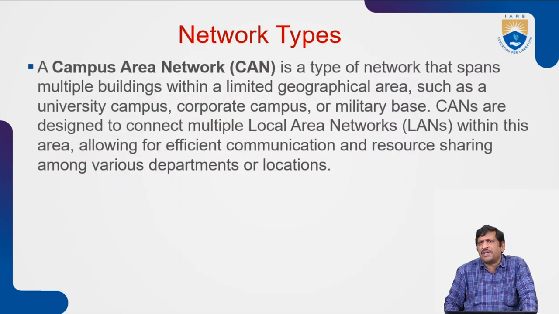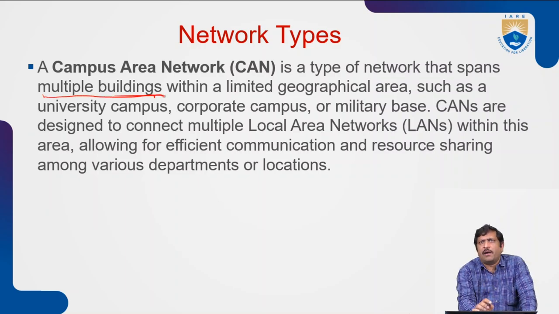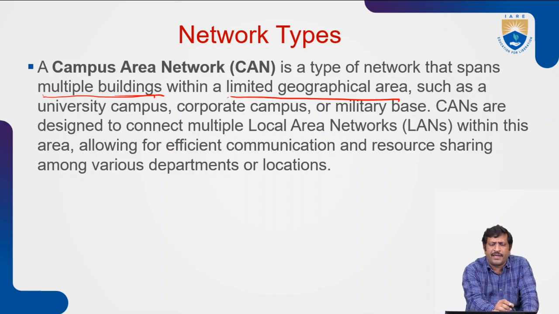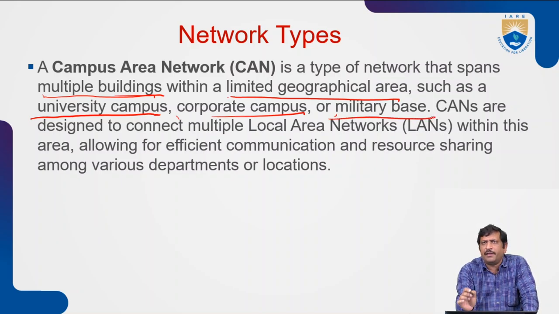This is the campus area network, that is a CAN. A campus area network spans multiple buildings within a limited geographical area. With the help of campus area networks, we can connect multiple buildings and provide services to them, such as in a university campus. These CAN services can be utilized in any university campus, a corporate campus, and also a military base.